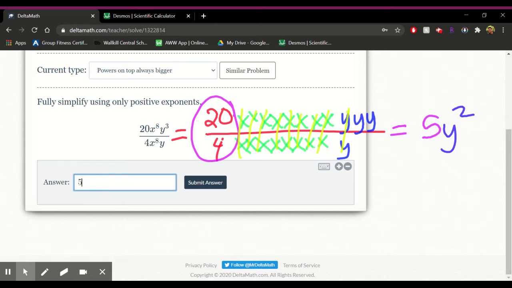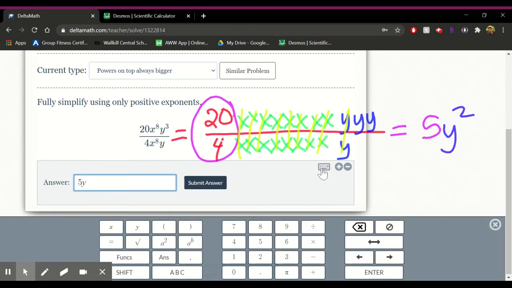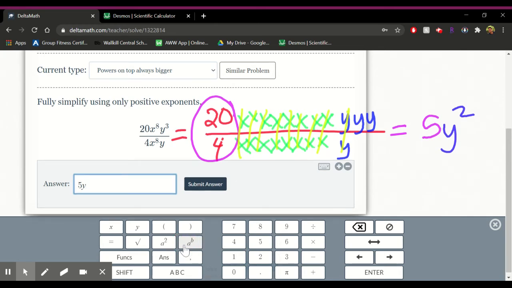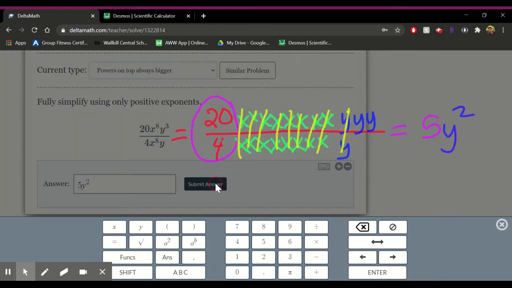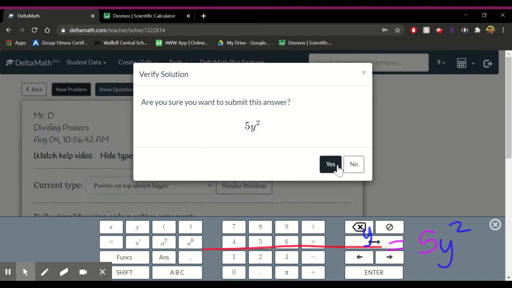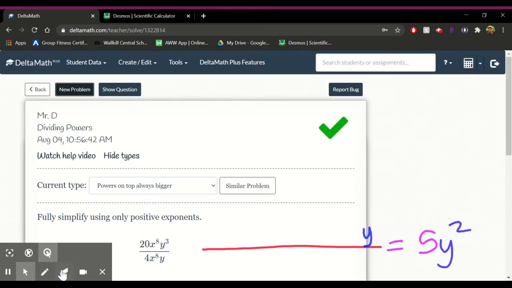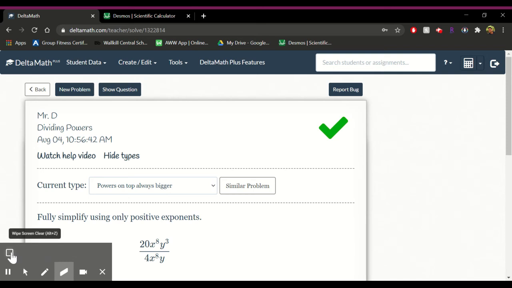So in these cases, the numbers up top are always going to be bigger than the ones on the bottom. But let's take a look at something else, another type of problem where maybe they're not always bigger.